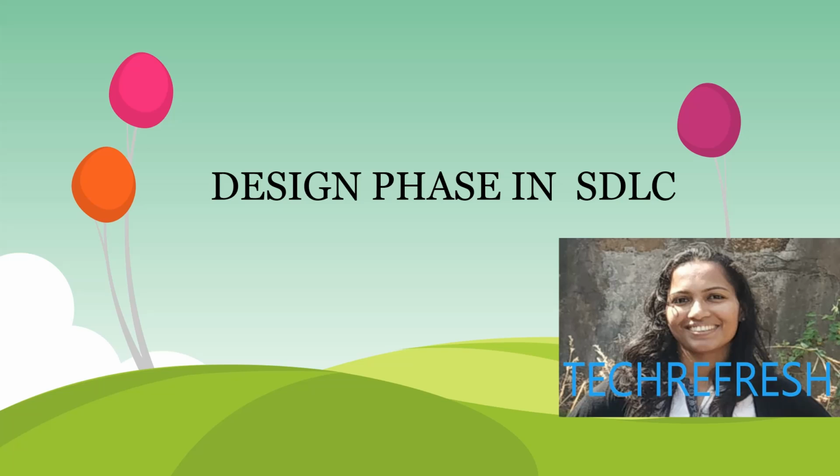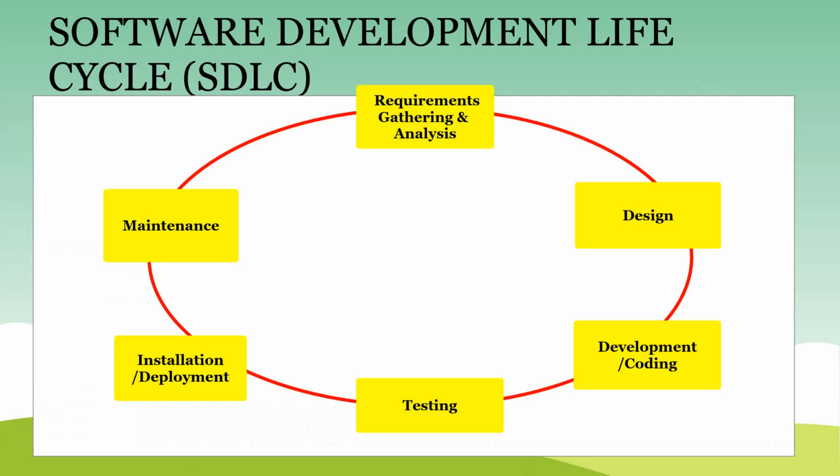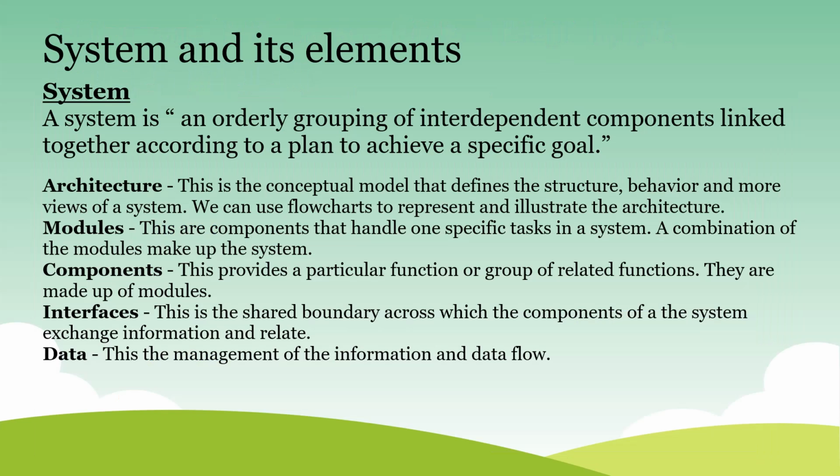This is Sarah. This video is about the design phase in the software development lifecycle. The software development lifecycle, or SDLC, includes 6 different phases. The first phase is the requirement gathering and analysis phase, the second one is the design phase, the third one is the development or coding phase, and then comes the testing phase, the next one is the installation or deployment phase, and the last phase is the maintenance phase.